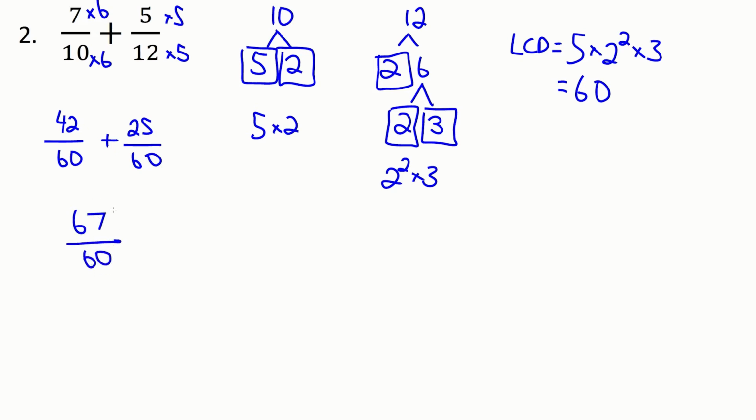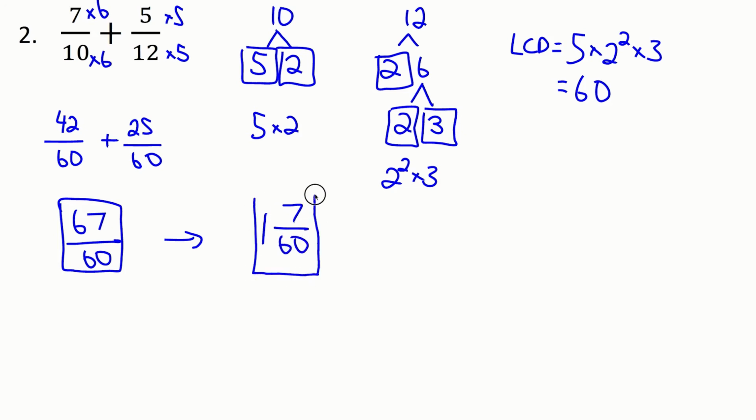And 67 again is another prime number. So if we left it as an improper fraction, this would be our answer. If you did want to go to a mixed number, same sort of question. So 60 is only going to go into 67 once, and there's a remainder only of 7. So 1 and 7 over 60 would be your other answer.